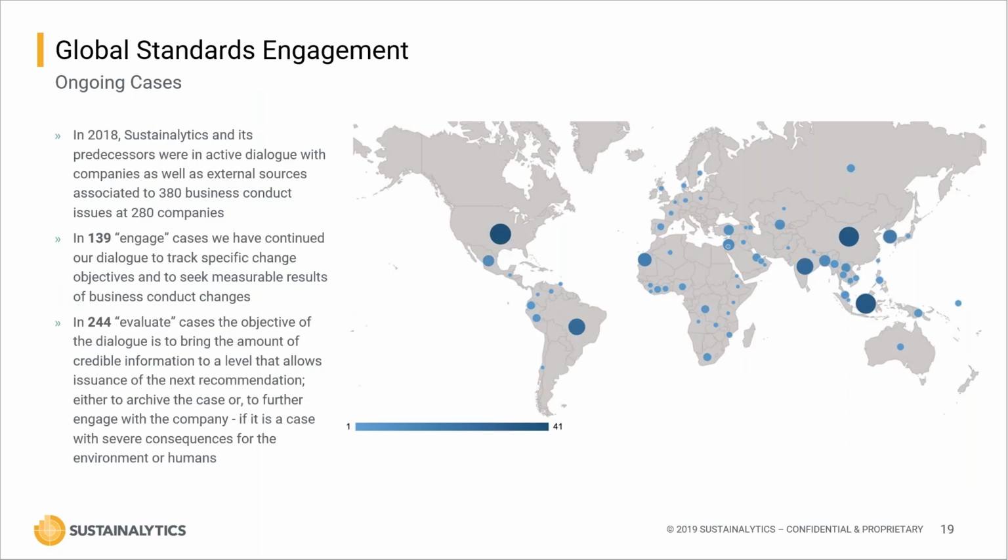So in 2018, we engaged on 280 companies on 100 more issues. And as you can see on the map, the size of the rings shows where the cases have been. 139 of them were engaged cases and 244 were evaluate cases.